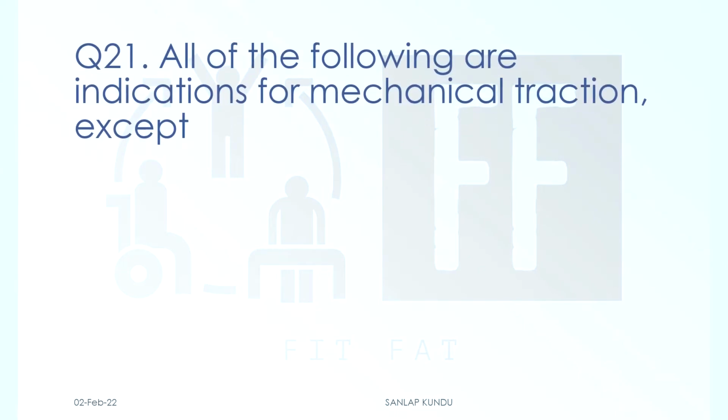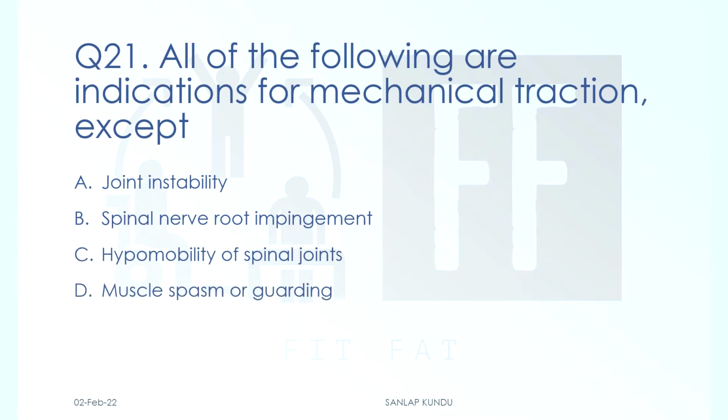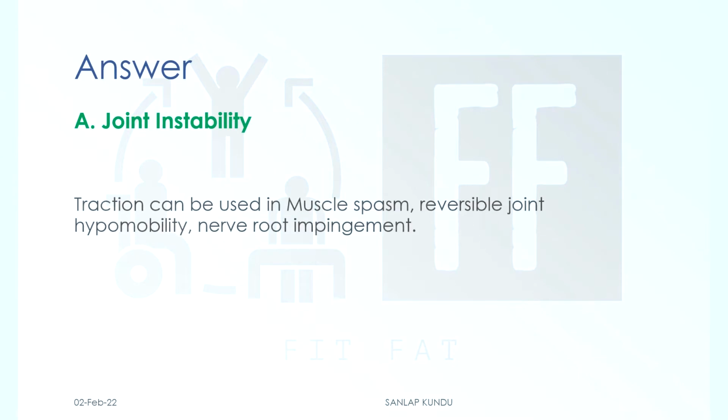Question number 21. All of the following are indications for mechanical traction except: option A, joint instability; option B, spinal nerve root impingement; option C, hypomobility of spinal joints; and option D, muscle spasm or guarding. Now let's see the correct answer. The correct answer is option A, joint instability.